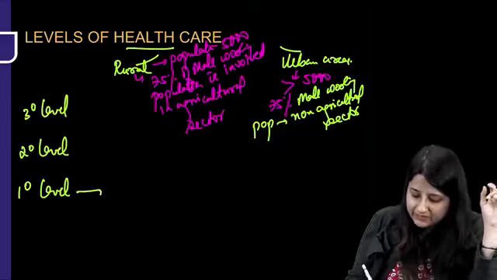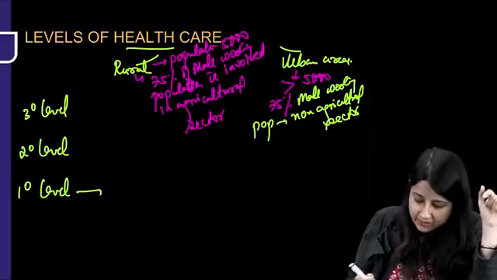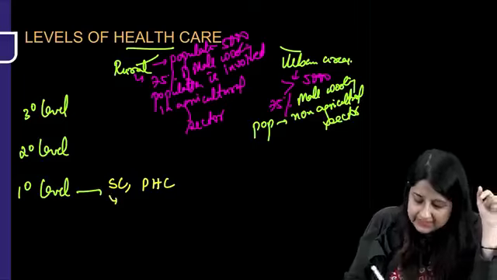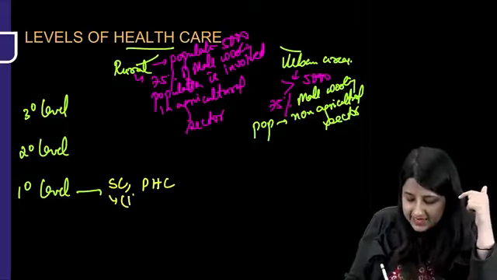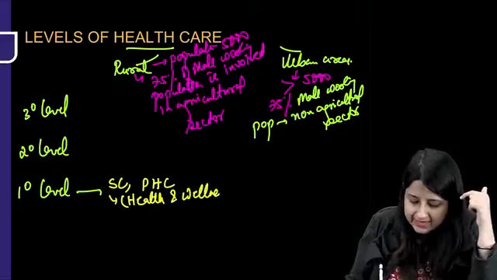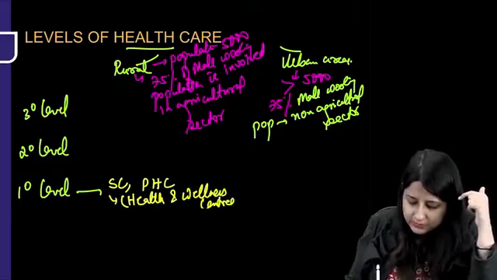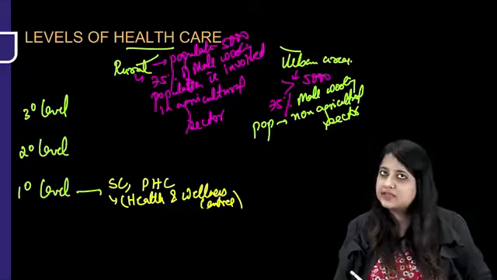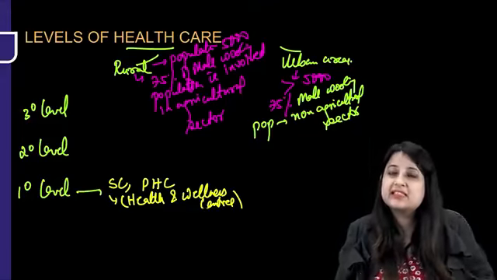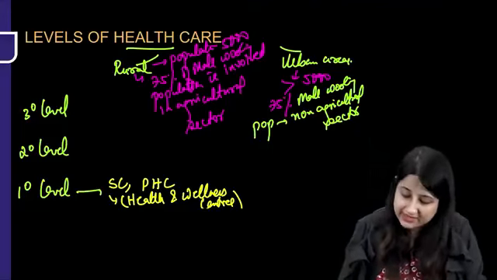At the primary level, in rural areas, what do we have now? We have sub-centers and primary health centers. Now these sub-centers and PHCs under the Ayushman Bharat are being upgraded to what is known as health and wellness centers, which will provide a wider range of services. Okay, so at primary level in rural areas, sub-center PHCs are now being upgraded to health and wellness centers.